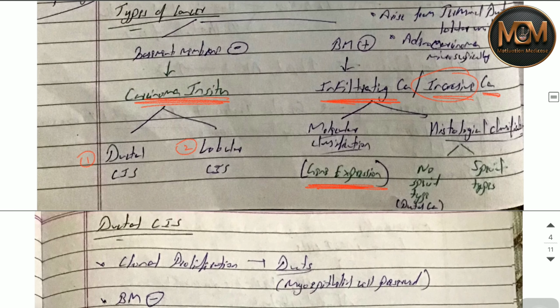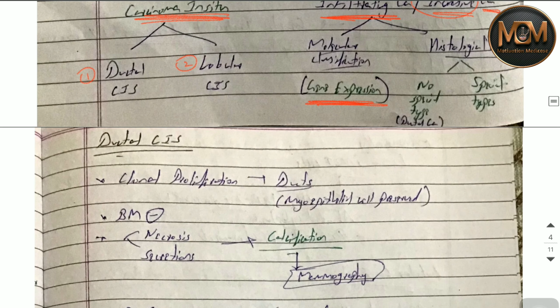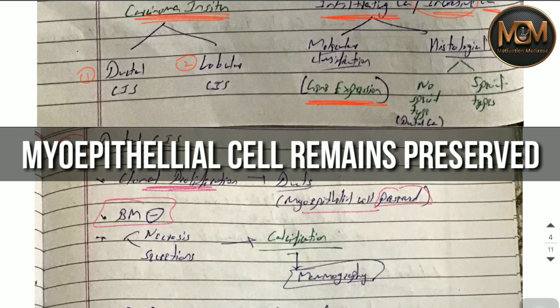So let's first talk about carcinoma in situ, and in carcinoma in situ we'll talk about ductal carcinoma in situ first. In ductal carcinoma in situ, the first thing you should know is that the basement membrane is not involved. Now what happens in this? There is a proliferation of cells, a clonal proliferation, that occurs in the ducts. But in this case the myoepithelial cells remain preserved. They don't get damaged.